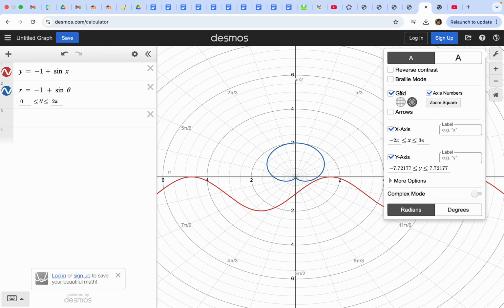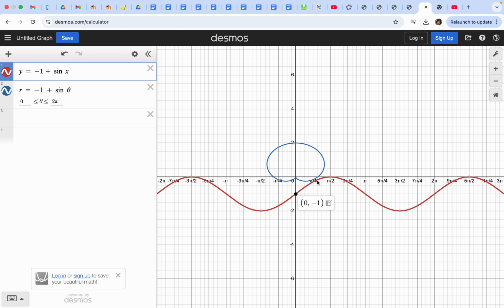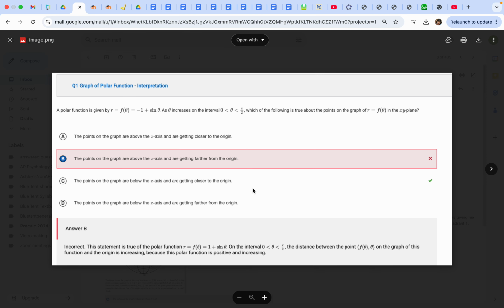So we can go back to the regular grid because we can plug it on here, right? We have 0 to pi over 2. This is increasing, so it's getting closer to the origin, and it's less than 0. It's negative. So let's look at our answer choices now, right? It says the points on the graph are below the x-axis, yes, and they're getting closer to the origin.